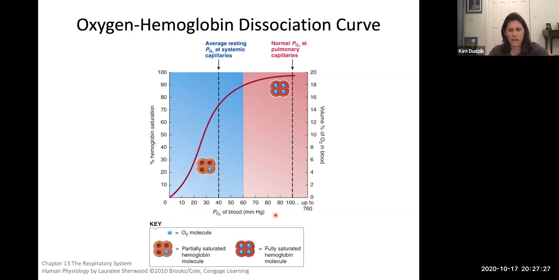Along the x-axis is the partial pressure of oxygen in the blood, in millimeters of mercury. So it goes from 0 to 100. And up along the y-axis, we have the percent hemoglobin saturation. Don't worry about this axis over here right now, the volume percentage of oxygen in the blood. We're not going to worry about that right now.